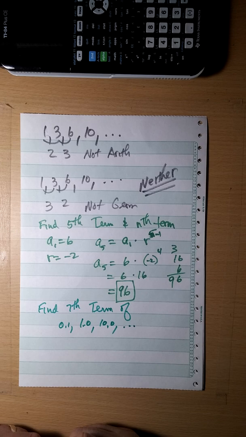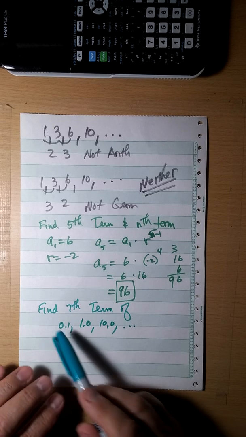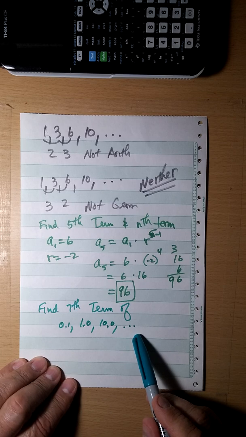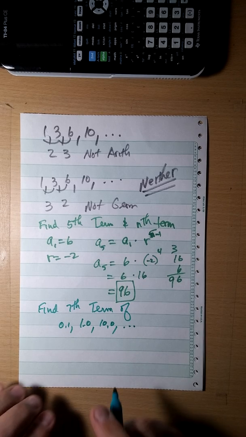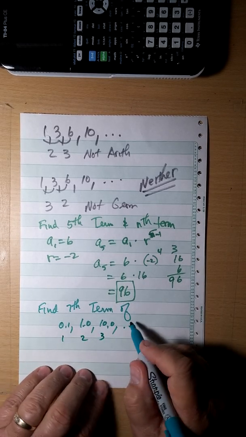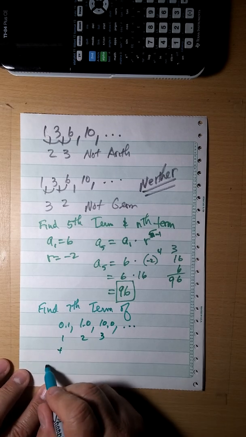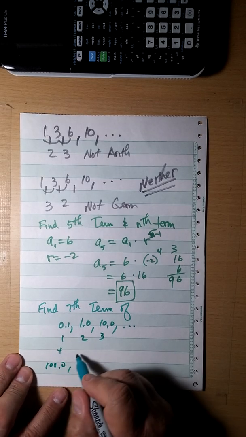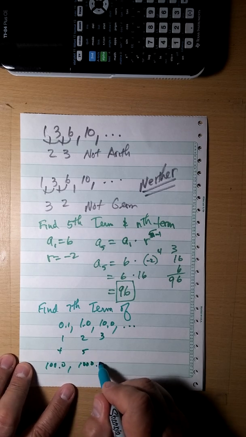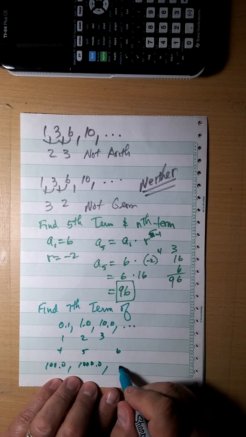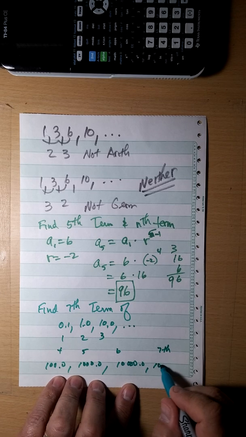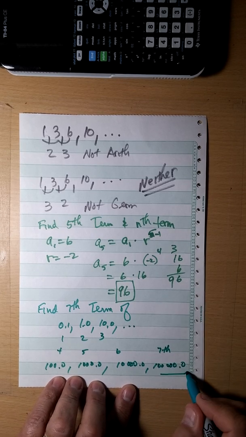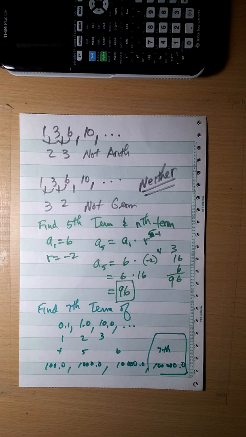Now, sometimes you don't even need to know what kind it is. If they want the 7th term of this sequence, this is a geometric sequence, but you can just keep on going. This is the first, the second, the third. The 4th is going to be 100.0. The 5th is going to be 1,000.0. The 6th is going to be 10,000.0. And the 7th is 100,000.0. So even without recognizing that that's geometric, you can find that.